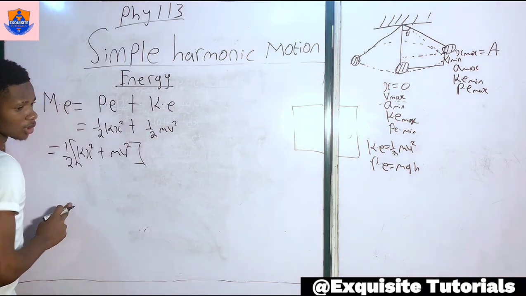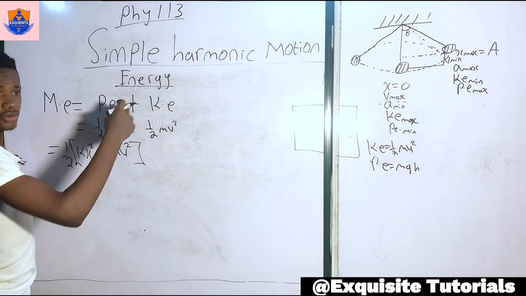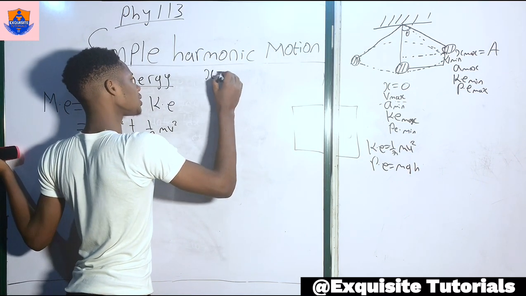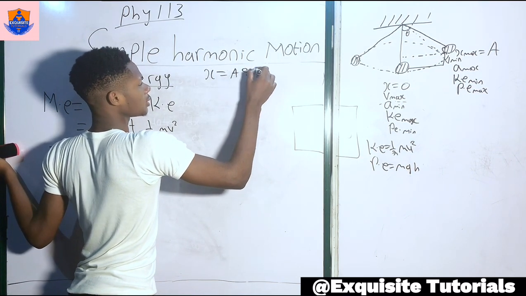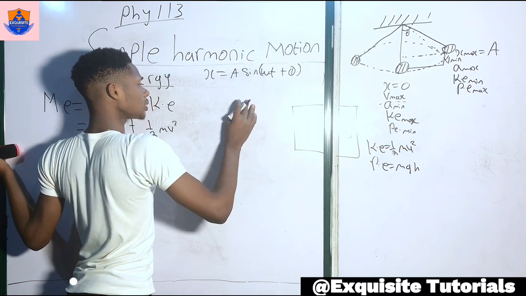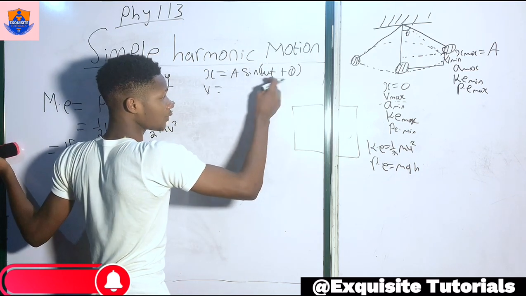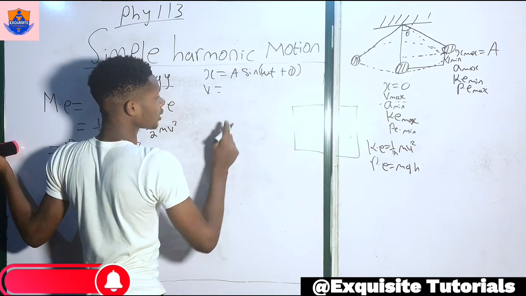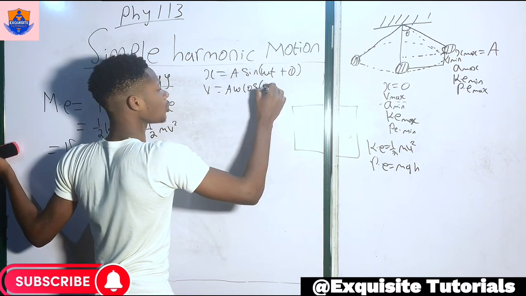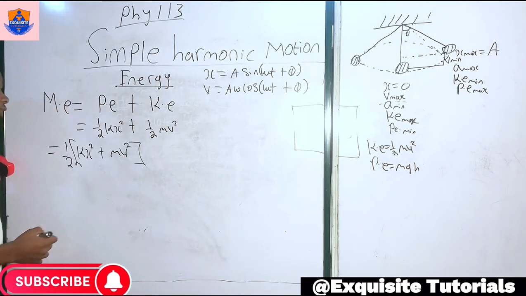Now we talked about the displacement in our previous video. I'm going to write it up here again. The displacement for a body in simple harmonic motion is given as x equals a sin(ωt + φ). You already know the meanings. And then velocity, you can get by differentiating displacement, which gives us aω cos(ωt + φ). That is the derivative of the displacement.